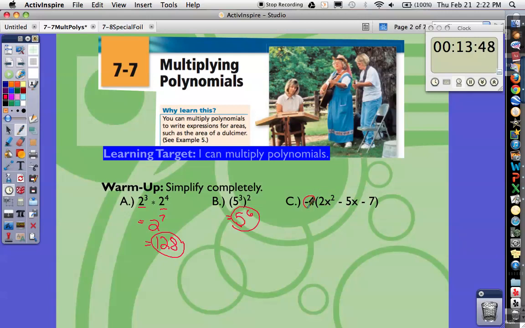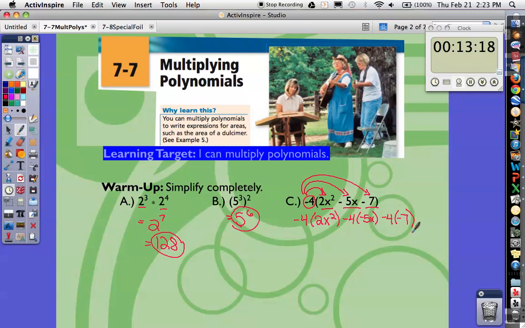Last one, guys, we're multiplying here. We have a -4 on the outside. So we're going to take this -4 and multiply it by each term on the inside. These are 3 separate terms, right? Because we have a plus or a minus sign that we run into. So we have to multiply it 3 times. We would have -4 times the 2x squared, -4 times the minus or -5x, and -4 times the minus or -7.